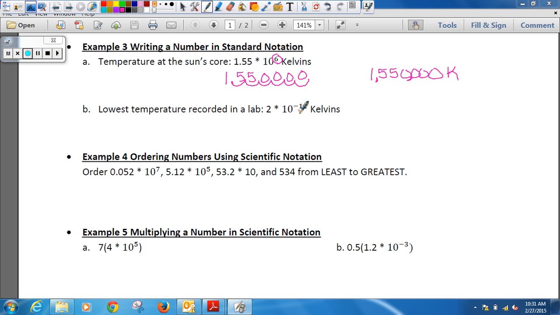B then has a negative exponent, which means I need to be moving it to the left. So it started here and I need to move it 11 places. 5, 6, 7, 8, 9, 10, 11. So this would have 10 zeros. And again, it's in kelvin. It's talking about the lowest temperature recorded ever in a lab.